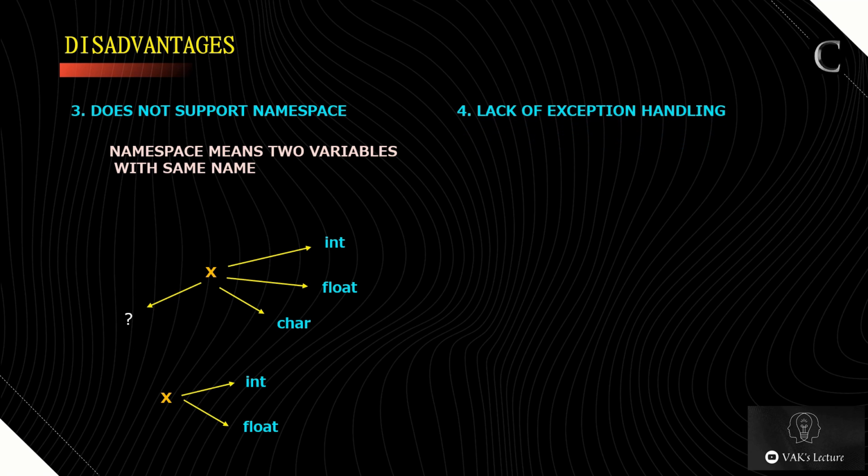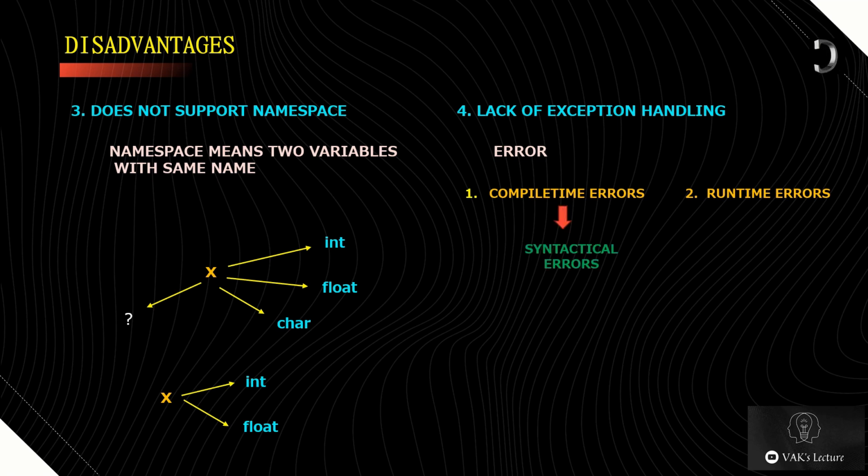Next one is lack of exception handling. Exception means an error. Here we have two types of errors, compile time errors and runtime errors. Compile time errors means syntactical errors. For example, in a program, if we use any undefined variable or if we leave out the semicolon, brackets, double quotes, or if we use any mismatching of format specifier, etc., all are syntactical errors. Whenever we compile the program, all these errors can be displayed. Then only we can rectify them.